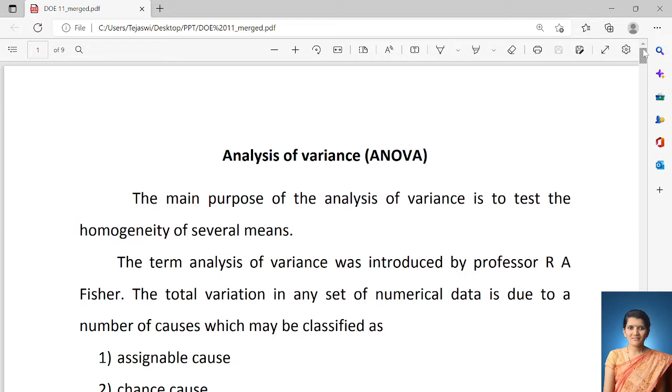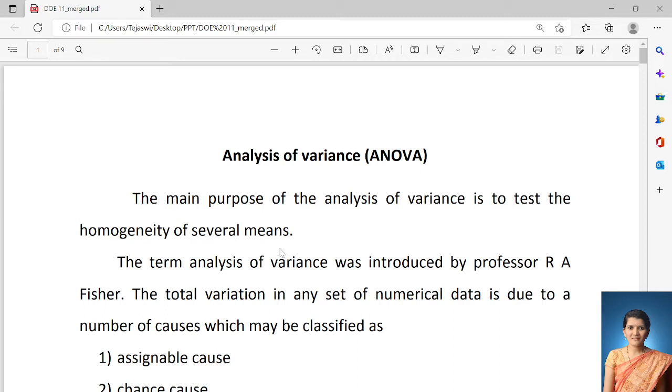In this lecture, we have discussed the points of analysis of variance. The short form is ANOVA. The main purpose of analysis of variance is to test the homogeneity of several means. In the t-test, we test the homogeneity of two means. In ANOVA, it is used for testing the homogeneity between several means.